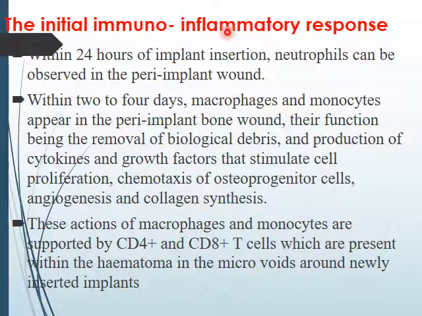The initial immuno-inflammatory response. Within 24 hours of implant insertion, a neutrophil can be observed in the peri-implant wound. Within 2 to 4 days, macrophages and monocytes appear in the peri-implant wound. Their function begins with the removal of biological debris after surgical preparation and production of cytokines and growth factors that stimulate cell proliferation, chemotaxis of osteoprogenitor cells, angiogenesis, and collagen synthesis.